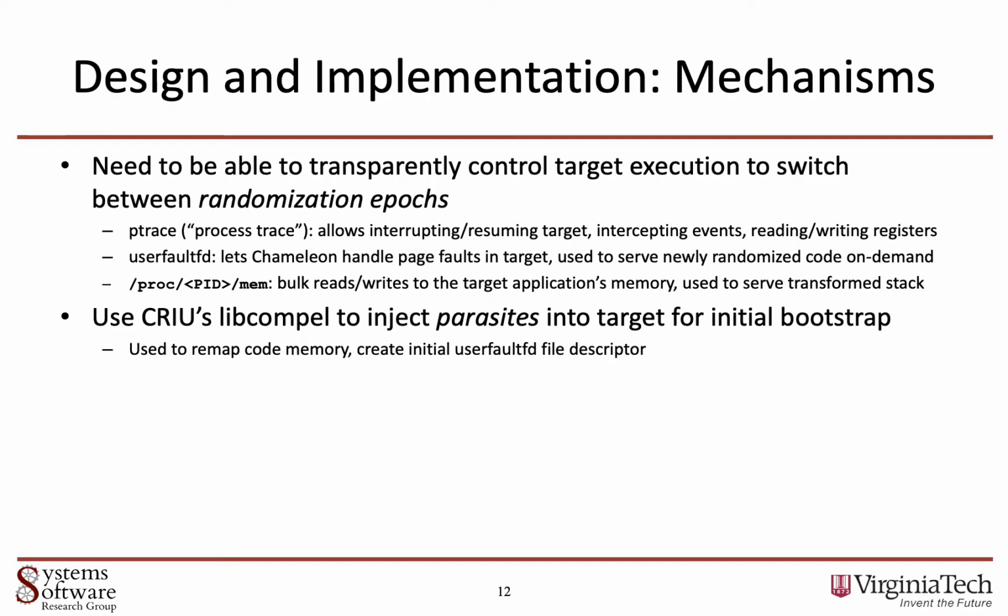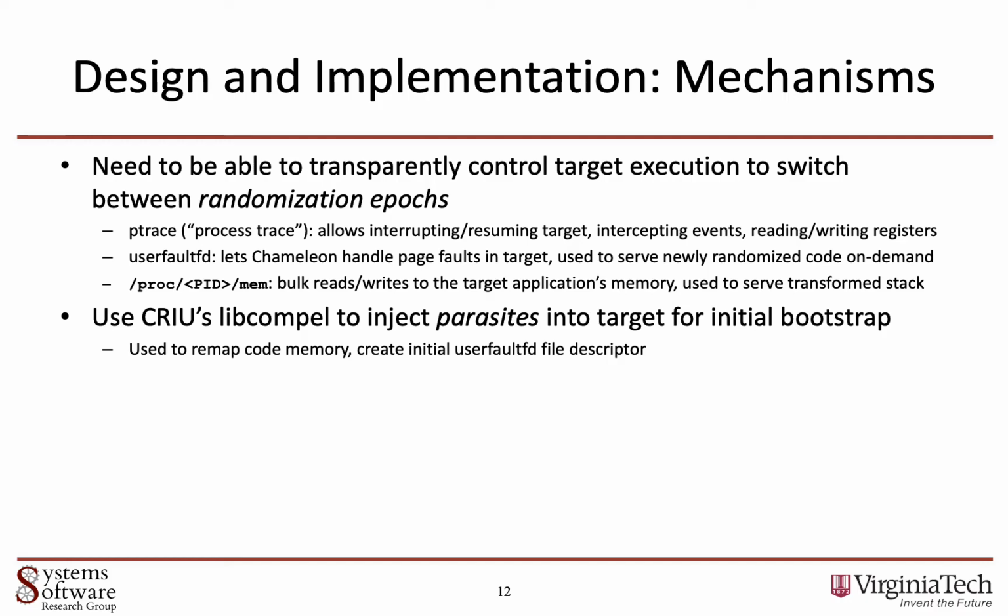Next, Chameleon uses userfaultfd in order to handle page faults in the target. In particular, Chameleon uses userfaultfd to serve newly randomized code to the target application on demand. This allows quicker switching between randomization epochs, as we don't need to bulk write the new randomized code into the target when switching between randomization epochs. Instead, the target application will page in that code on demand.